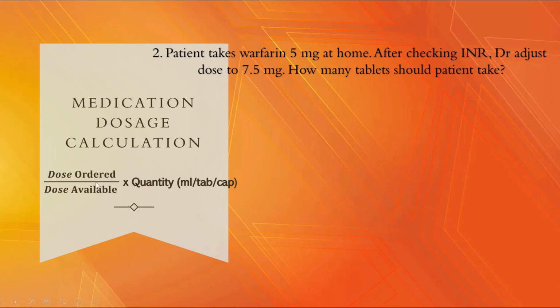So you have the formula. Dose ordered is 7.5. Dose available is 5 milligram, that is in 1 tab. So now let's calculate. That is 7.5 milligram divided by 5 milligram into 1 tab. You can cancel milligram, 7.5 divided by 5 gives 1.5 tablets. So you have to give the patient 1.5 tablets.